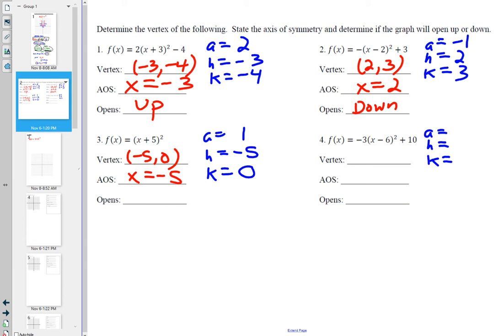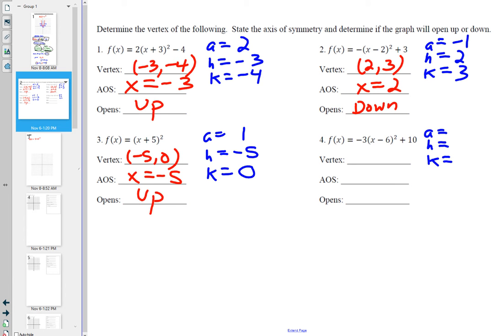Up or down, where does the parabola go? Sarah, do you know up or down? Up. a is positive, up.